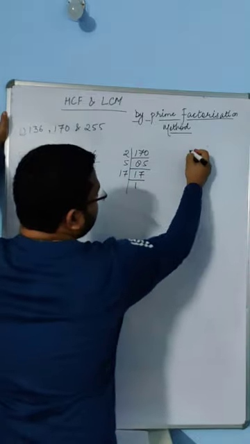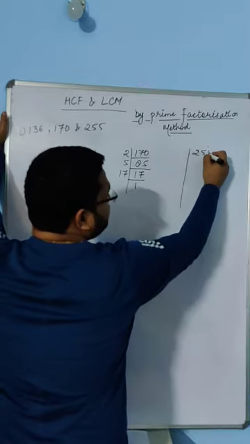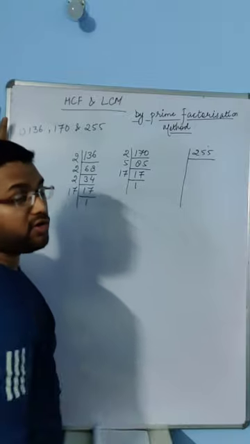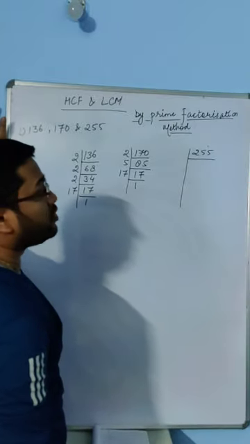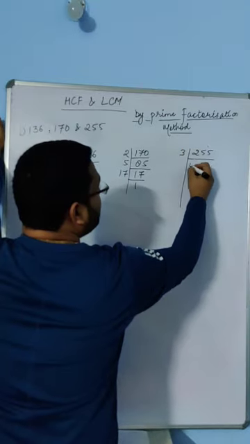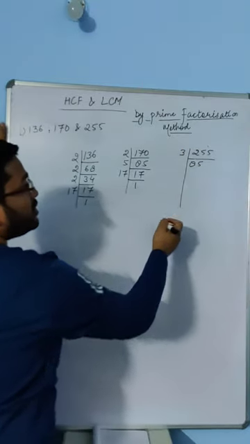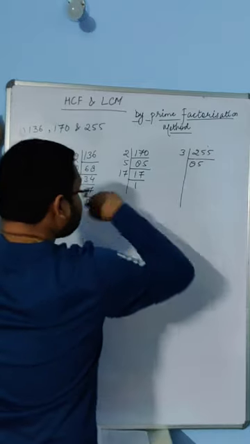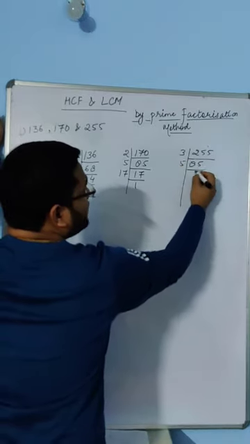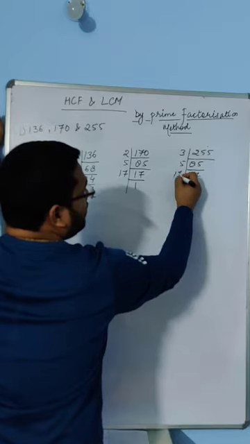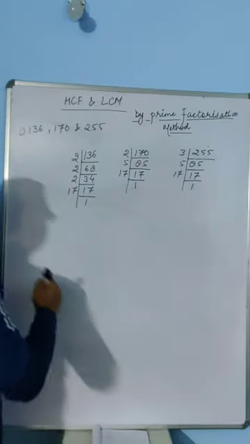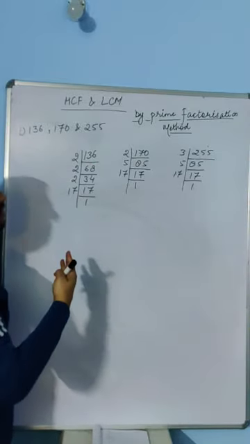Now the third number, 255. Since it is an odd number, we cannot divide that by 2. Let's check for 3. Yes, it is divisible by 3. It goes 85 times. Now again, if you divide it by 5, you are going to get 17. So one more 17 and you get 1. So this is the prime factorization for all the 3 numbers.